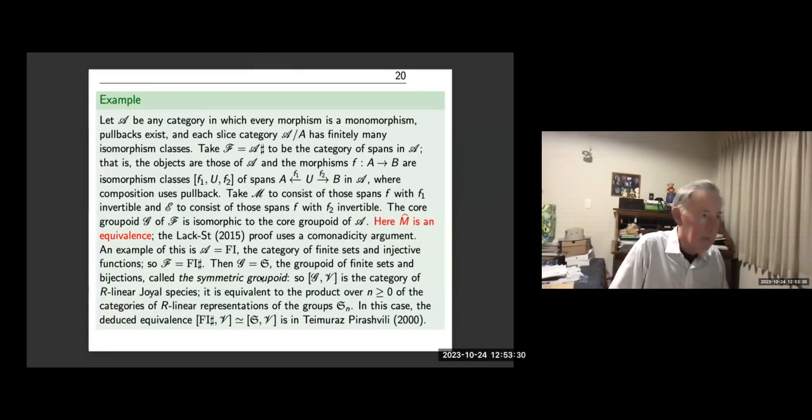Next page. Something strange happening. Okay. Sorry.